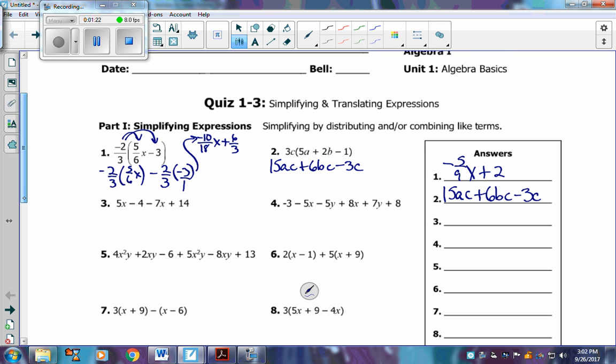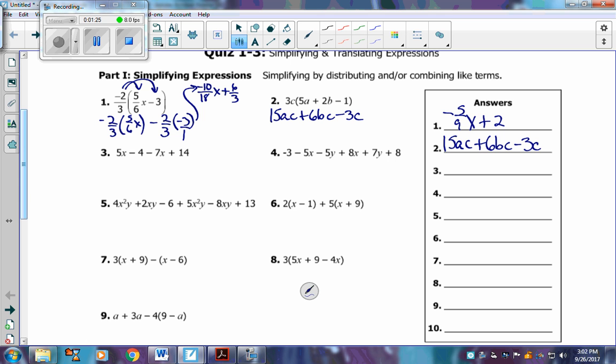Number 3, we're not distributing, we're combining like terms. So 5x and negative 7x give you negative 2x. Negative 4 and positive 14 give you positive 10. So that's negative 2x plus 10. Number 4, I'm starting with the x's. Negative 5x and positive 8x give you 3x. And now the y's. Negative 5y and positive 7y give you positive 2y. And your constant terms, negative 3 and positive 8, give you positive 5.